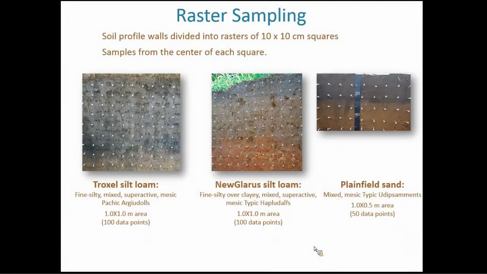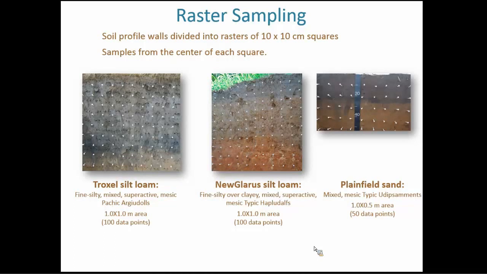So we had 3 profiles. I know you like this language. We had a mollisol, an argiudoll, and a typic hapludalf, and a typic udipsamment. So those were the 3 soils that we had. We rasterized them 10 by 10 centimeters, and then we took a sample from the center of each raster, took these samples to the lab, and did a million things on them, and then I'll show you a bit of the results that we have.